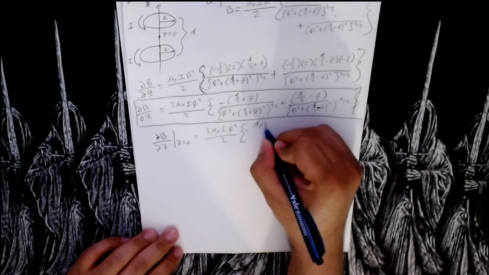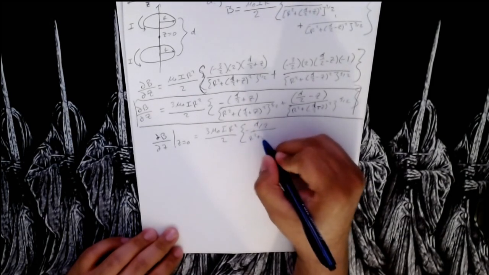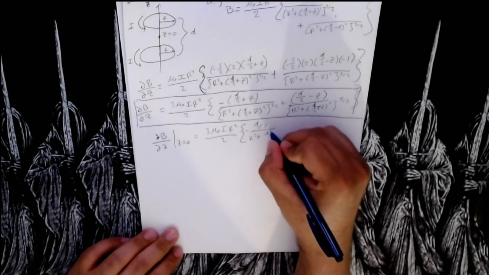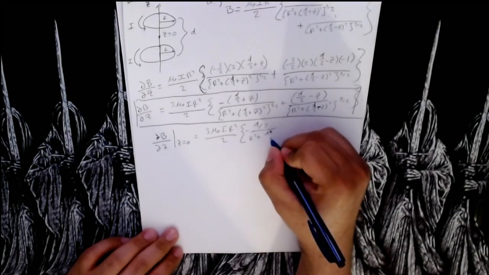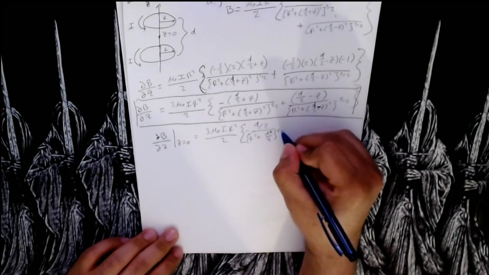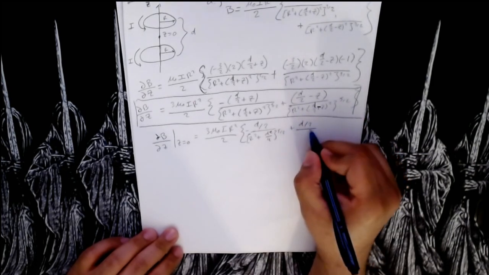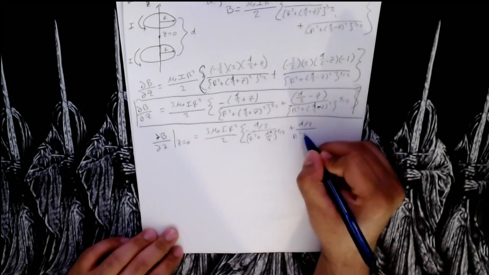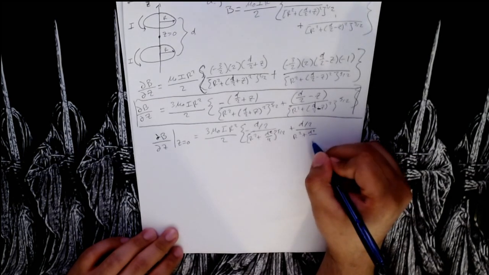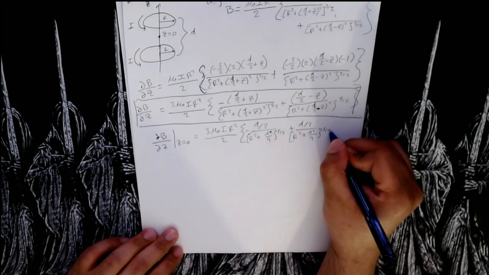So we're going to have, let's see, negative d/2 over (r squared plus d squared over 4) to the power of 5/2, plus d/2 over (r squared plus d squared over 4) to the 5/2.